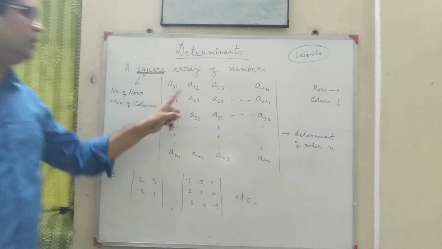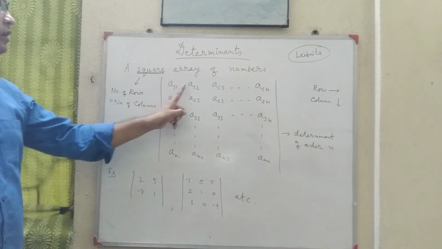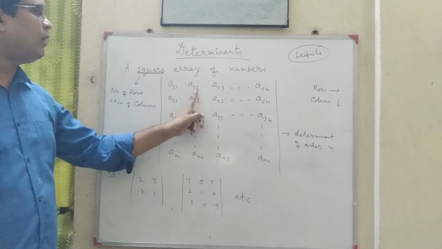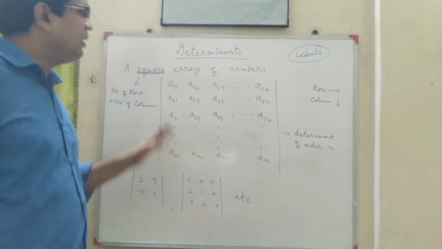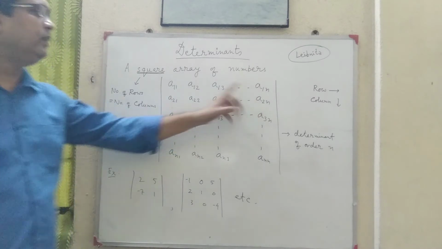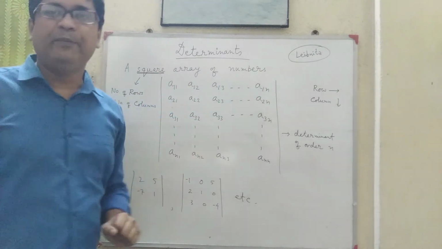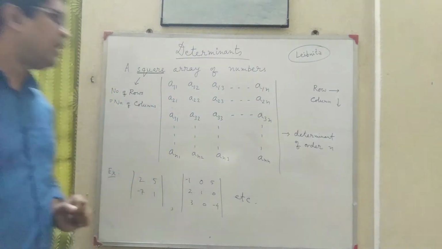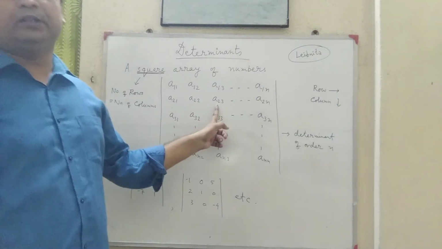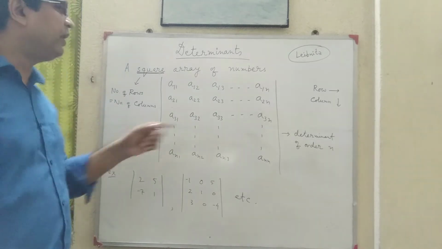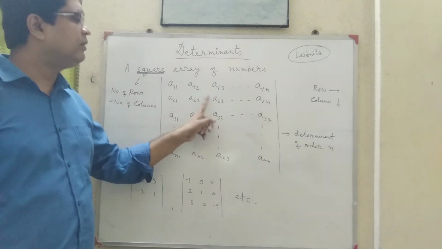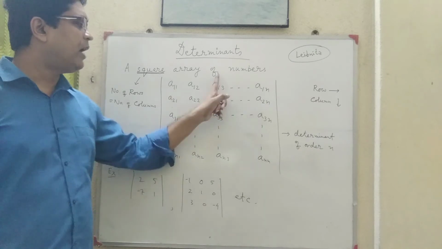Now these subscripts you see, A11, A12, A13, these 11, 12, 13 are called subscripts. A11, A12, A13, A1n are called elements of the determinant, and the subscripts denote the position of the element in the determinant. Suppose A23. A23 means the element lies in the second row and third column.